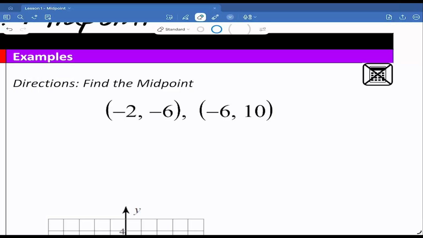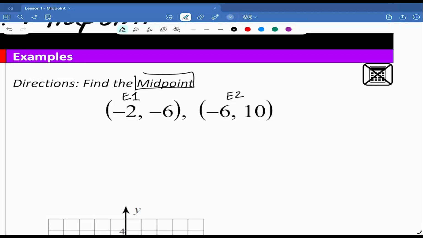What they want us to do is find the midpoint of this problem. So to get the midpoint, we've got to know that what they gave us, which is 2 ordered pairs, are the endpoints. So this, I'm just going to put E1 for endpoint 1. This is my E2, which is my endpoint 2. Now, in each ordered pair, you are given an x value and a y value. So we have our x and y. So our ordered pairs are (-2, -6) and (-6, 10).